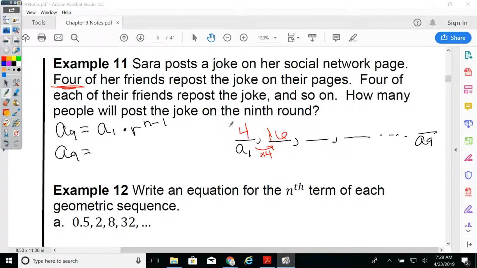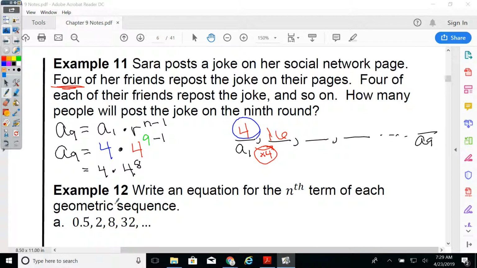A1 is 4 times r. r is your ratio, which in this case is 4. So here's r. And n minus 1, n is 9, so we do 9 minus 1. Again, big number in the calculator. So just type in 4 times 4 to the 8th power.